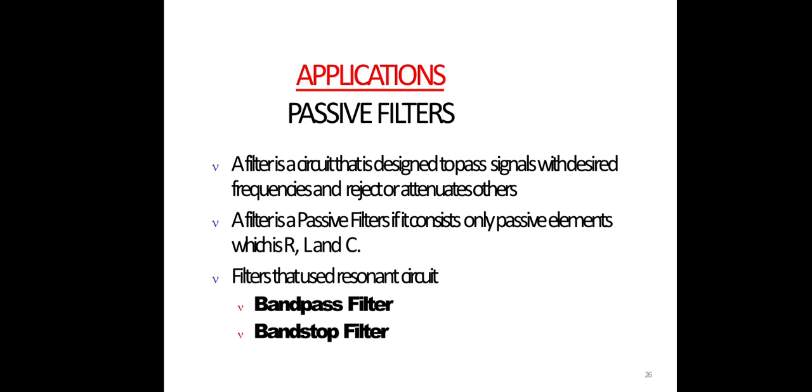The filters that use resonant circuits are generally the band pass filter and the band stop filter. A band pass filter means the signals between FC1 and FC2 will be passed, and the rest of the signals will be rejected. The band pass filter is generally called a combination of high pass and low pass filters. That means a certain band will allow the signal.